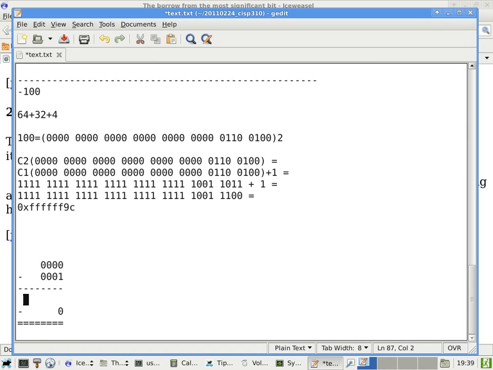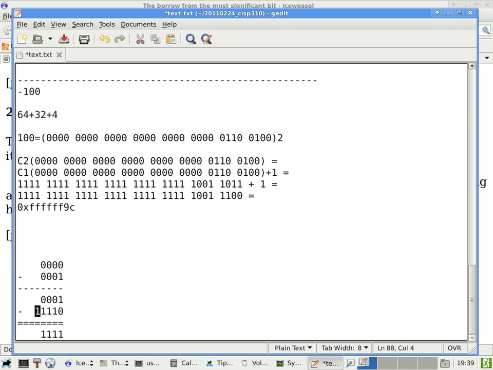Okay. 0 minus 1 is 1 with a borrow. 1 minus 0 is a 1. 0 minus 0 is 0. 0 minus 1 is a 1 with a borrow. 0 minus 0 is 0. 0 minus 1 is 1 with a borrow. 0 minus 0 is 0. 0 minus 1 is 1 with a borrow. This is the borrow flag.